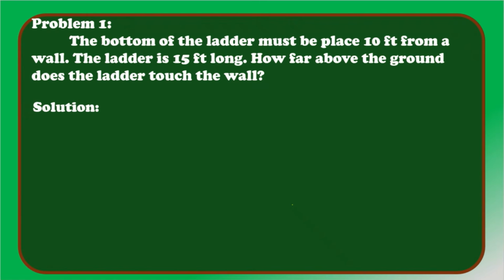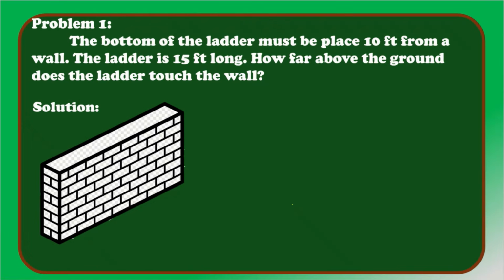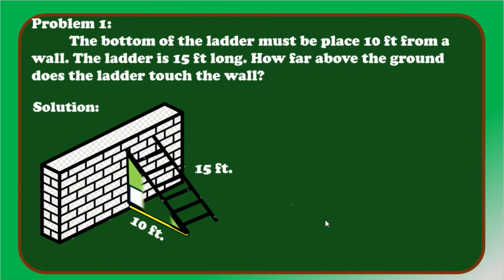The first thing that we need to do is to illustrate the problem. Let's have the following illustration. We have a wall, and it is stated that the ladder must be placed 10 feet away from the wall. So we have 10 feet. And we have, of course, the ladder that will be placed against the wall. If we observe it, we could form a right triangle between the wall and the ladder.